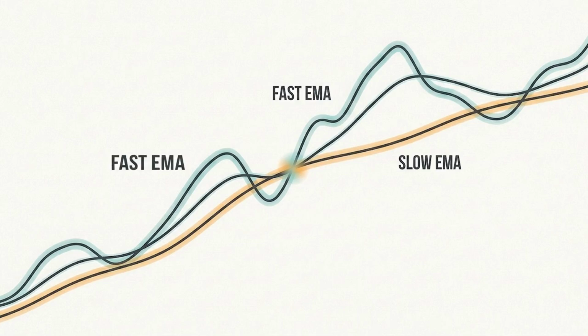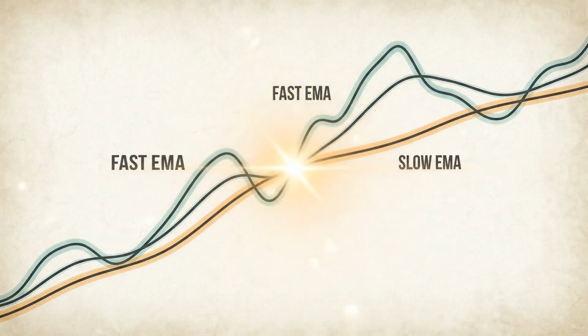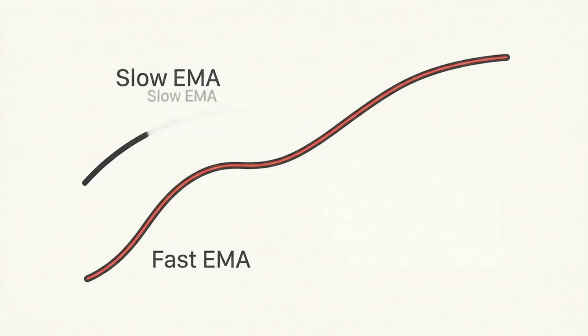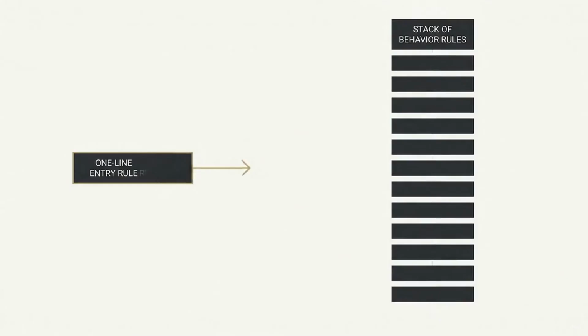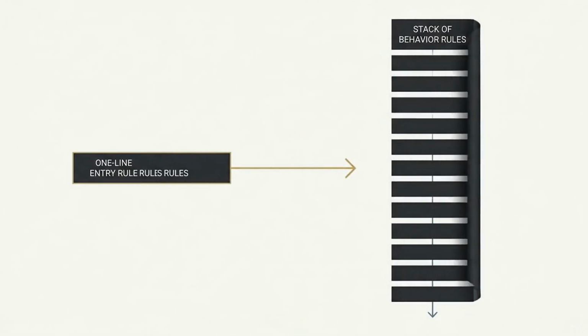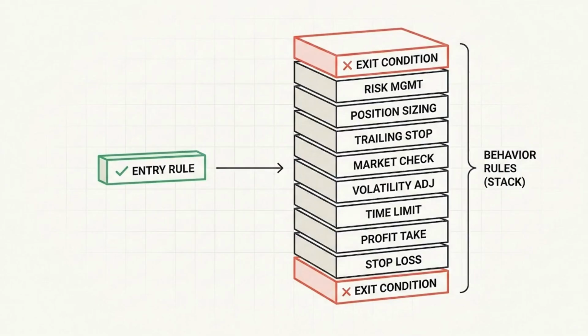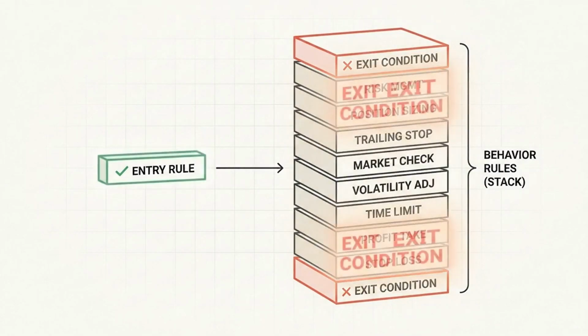The strategy will be intentionally simple, a fast exponential moving average crossing a slow exponential moving average. When the fast average crosses above the slow one, the bot can buy. When it crosses below, the bot can sell. Simple logic is useful here because it exposes the real challenge. Writing the entry idea takes 1 sentence. Defining exactly how the bot should behave takes much longer.